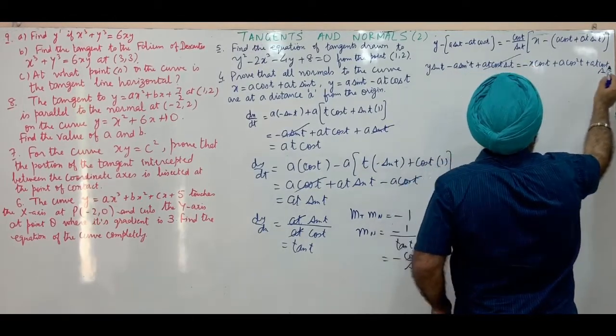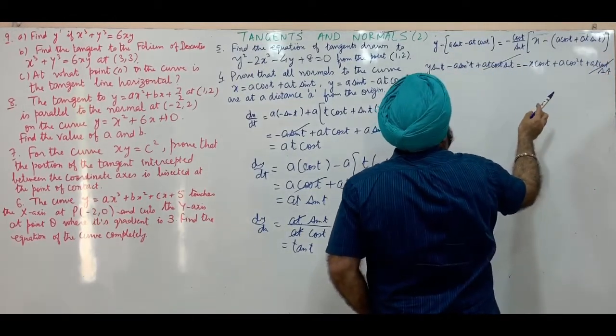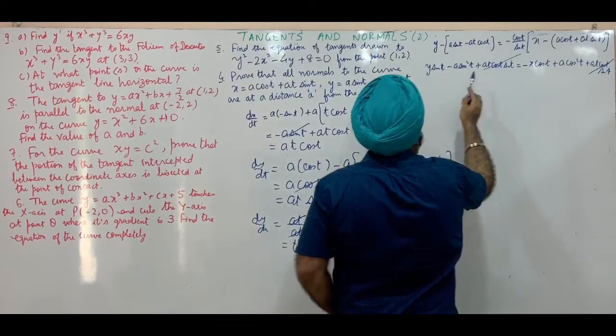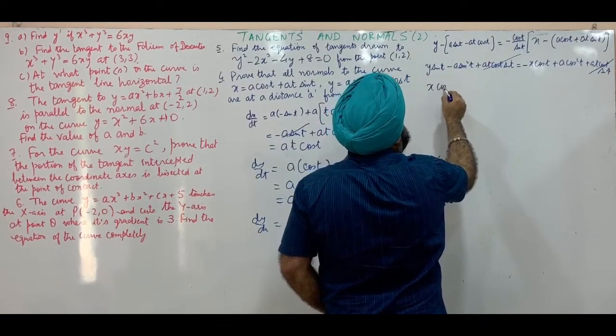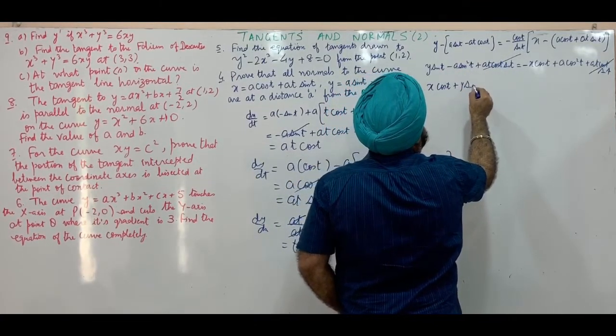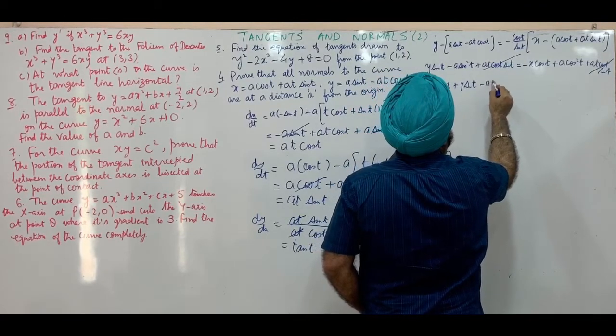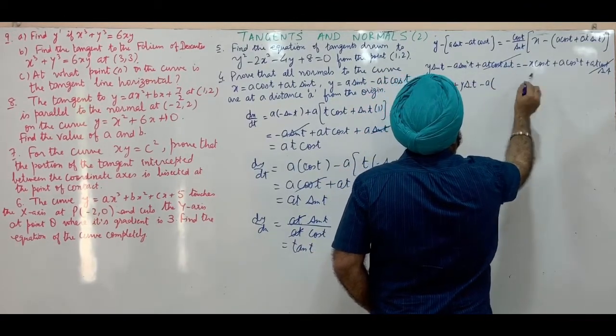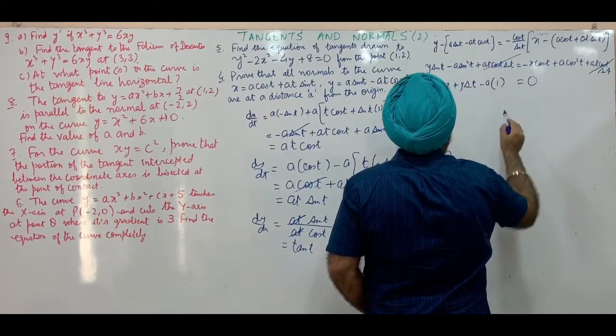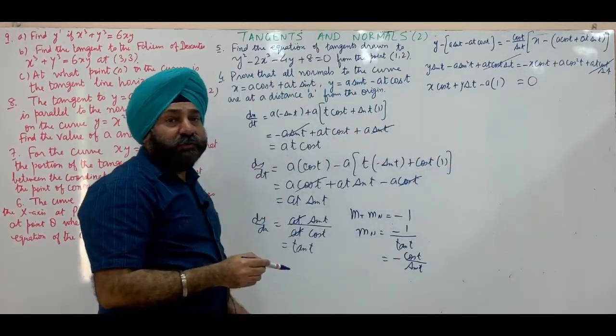A t cos t sin t, this will cancel out. Shift all the terms to the left hand side. We have x cos t plus y sin t minus a into sin square t plus cos square t is 1. So this is equation of normal.